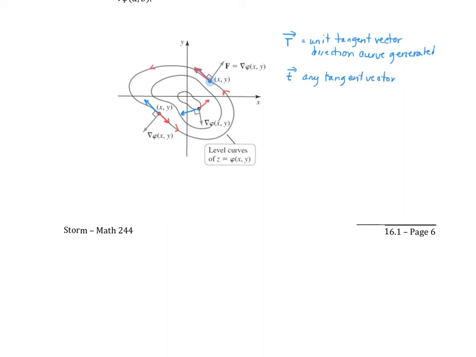Magnitude does not matter. It doesn't matter if it's tangent in the direction the curve is generated or not. So it could be in the opposite direction of the unit tangent vector. It's just any vector tangent to the curve. What this means is that if you take any tangent vector at any point, it's going to be perpendicular or orthogonal to the gradient vector.